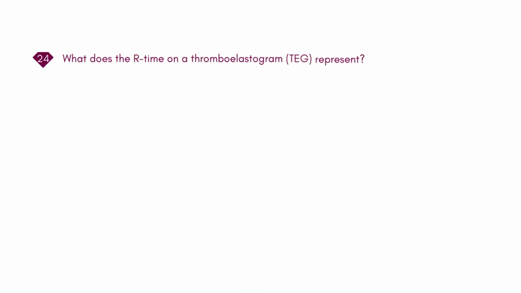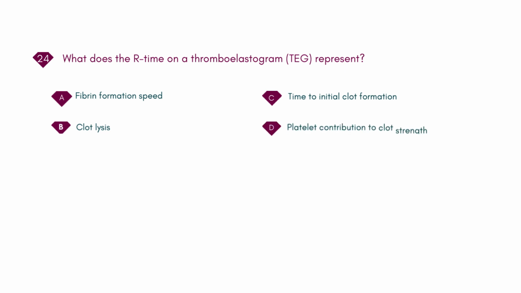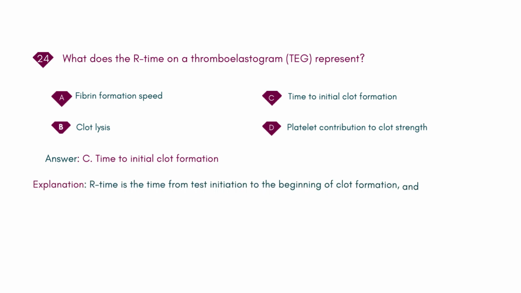What does the R time on a thromboelastogram, TEG, represent? A. Fibrin formation speed. B. Clot lysis. C. Time to initial clot formation. D. Platelet contribution to clot strength. Answer: C. Time to initial clot formation. Explanation: R time is the time from test initiation to the beginning of clot formation, and is prolonged in coagulation factor deficiencies or heparin effect.